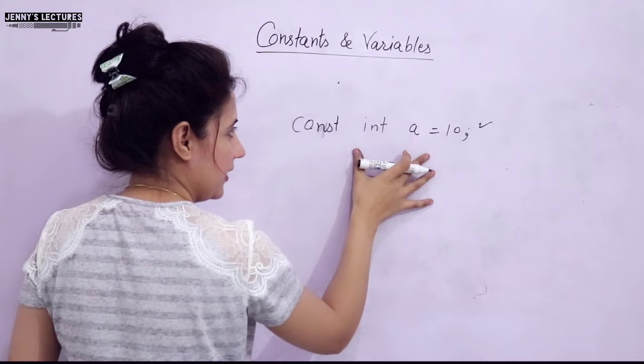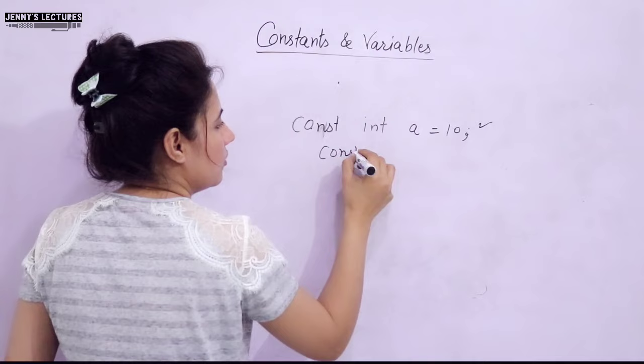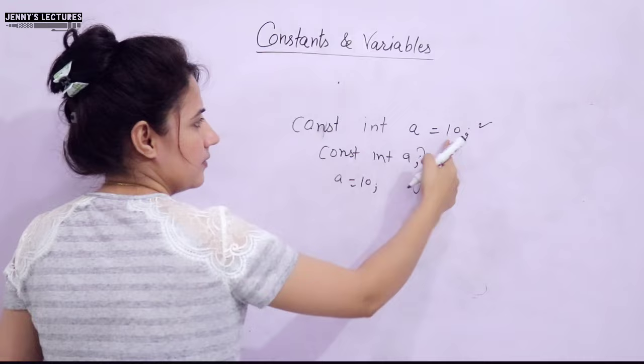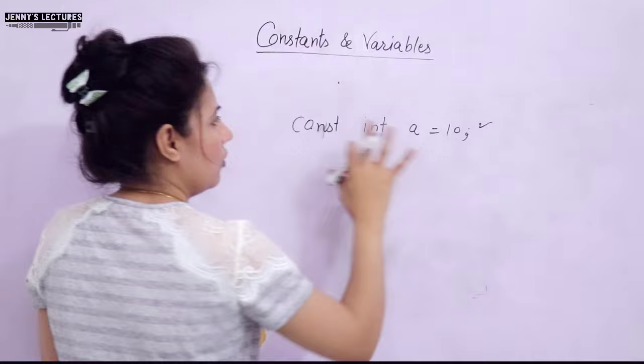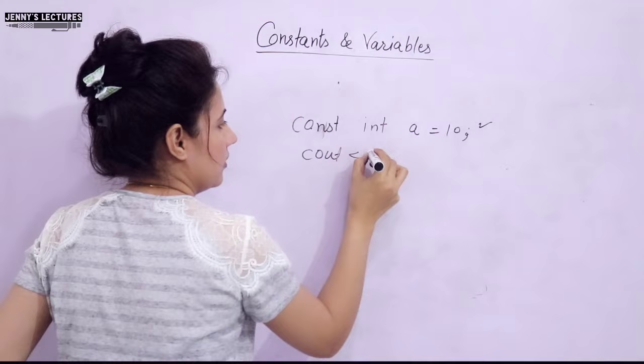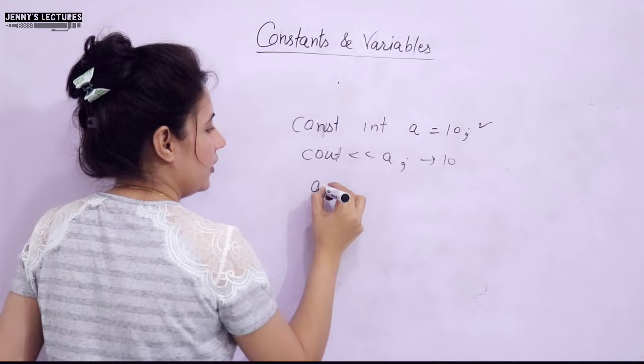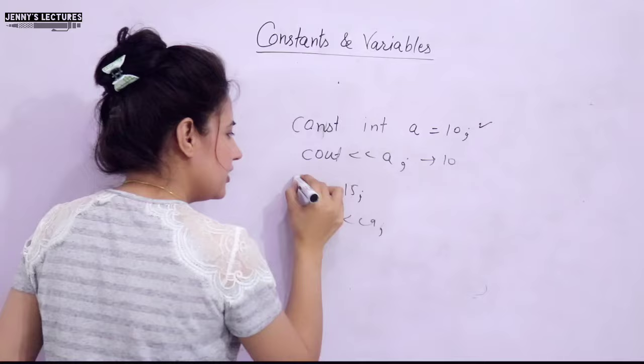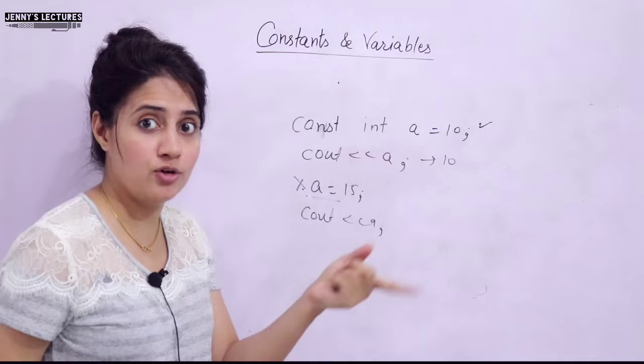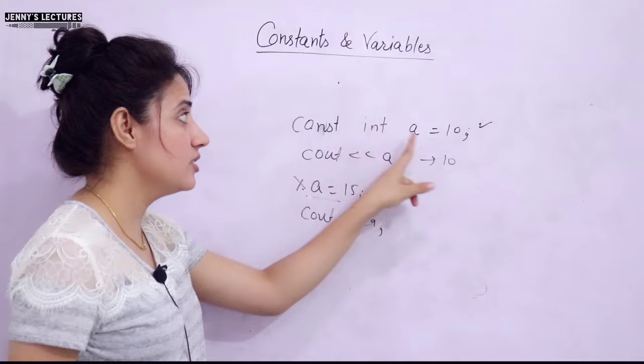If you write something like this, const int A and then A is equal to 10, that is not valid. This would be valid, right? Now this A has a constant value. Now you cannot change this value in your program. Suppose I print cout A, so this line will print 10, and after that I want to change the value, A is equal to 15, and again I print cout A, so this line will give an error, because this is a read-only value, you cannot modify it, and you want to modify the read-only value. So that would be an error, because this is a constant A, right?